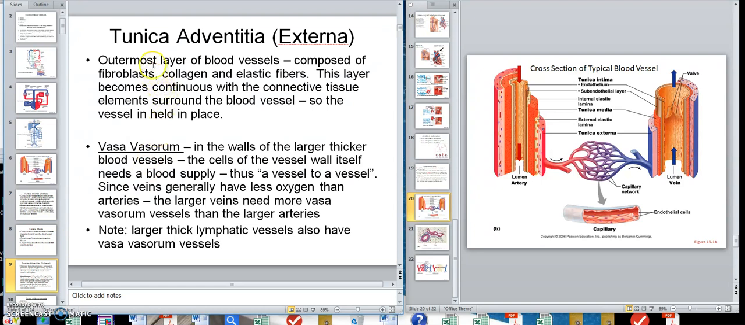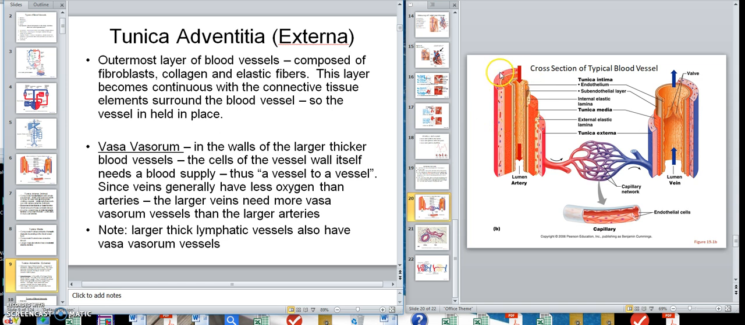Okay. We go to the next layer, which is the outermost layer, which is the tunica externa, also called the tunica adventitia. It's the outermost layer of blood vessels composed of fibroblasts, collagen, a connective tissue, in other words. This layer becomes continuous with connective tissue. Now, the vasa vasorum, I brought this up in the lymphatic chapter. Remember, these pipes here are living. They have to have a blood supply themselves to stay living. They carry blood throughout the body, but they too must stay living.